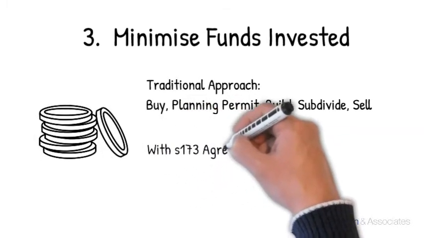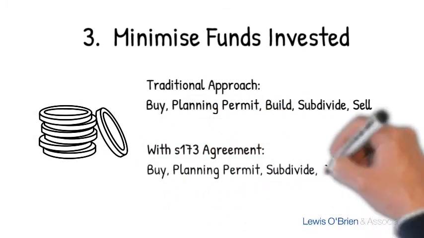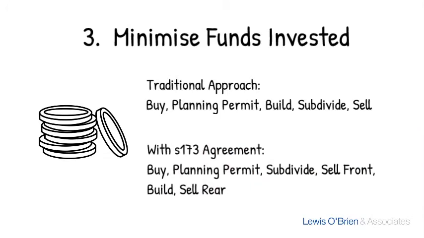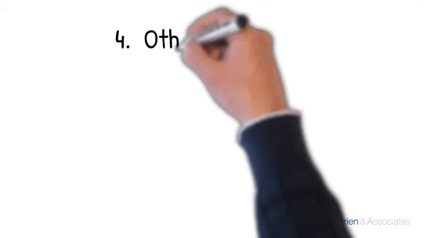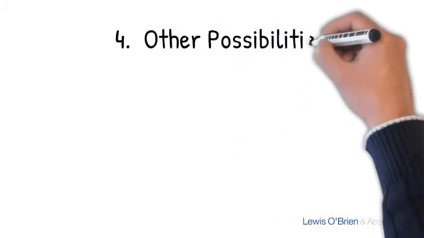Using a Section 173 agreement may allow you to purchase the property, get your subdivision approval, then subdivide the property before you construct at the rear, sell off the front property, releasing some funds, which you can then use to build at the rear, and thereby substantially reduce the funds that need to be committed to fund and complete the project.